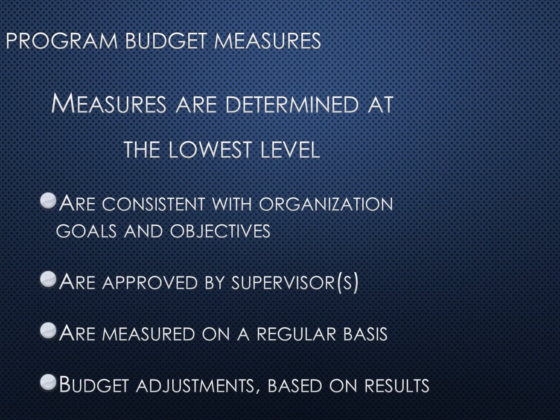Again, let's remind you that measurements are determined at the lowest level. We need to make sure they're consistent with our organizational goals. They're approved by supervisors. We measure them on a regular basis, and we make those budget adjustments. So if we think about that example we just looked at, we would say things like, okay, so if we're not meeting this, we need to either put more resources into it to make sure that we meet it, or we need to realize we have a different objective that's more important, and maybe we cut bait altogether and put all our resources elsewhere.